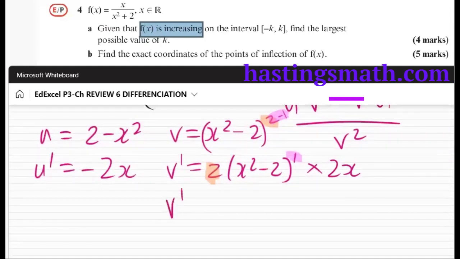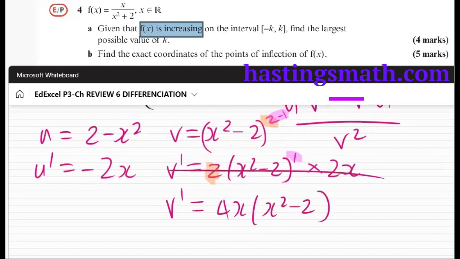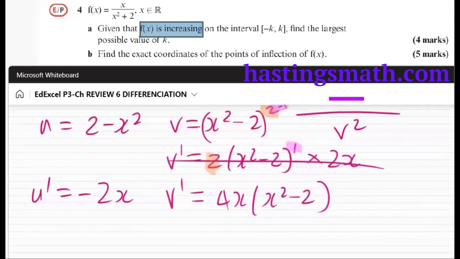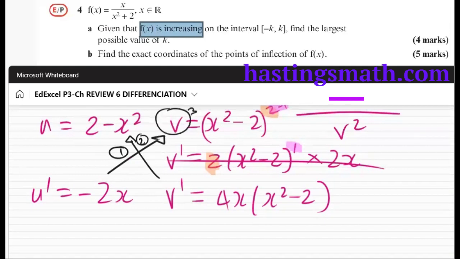Let's just simplify our v dash a little bit. So that becomes 2 times 2 is 4, 4x, x squared minus 2. Okay, I'm just going to put a little line through there so I don't get confused. I'm going to move this down. So when I'm making my u dash v minus v dash u, we first go this way, 1, then we go this way, 2, and then the third thing is to square the v.